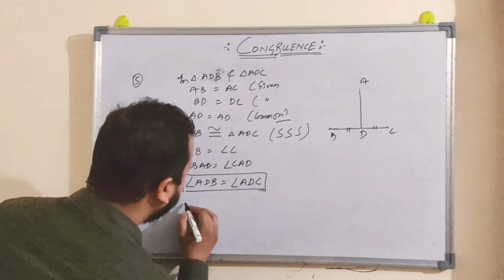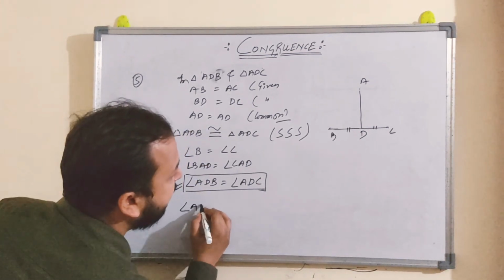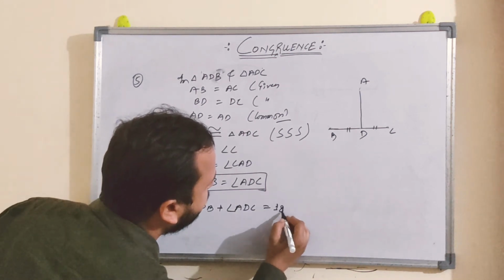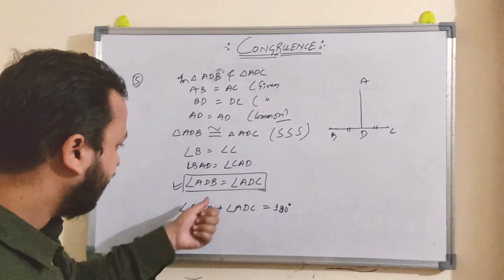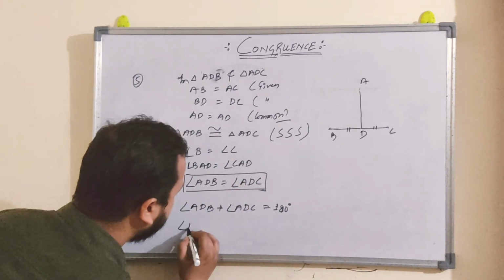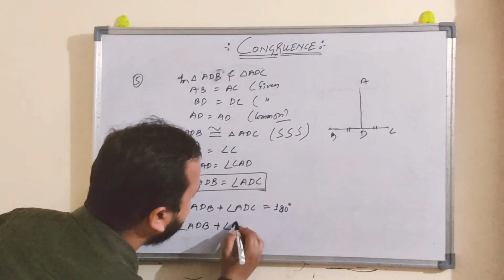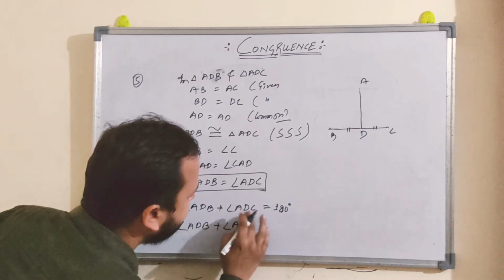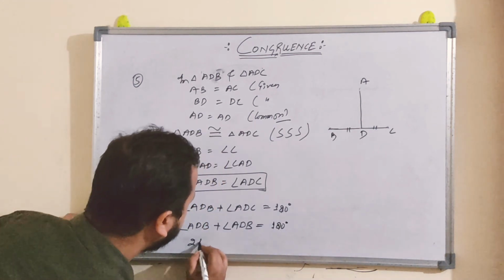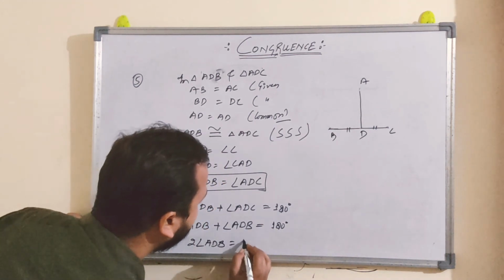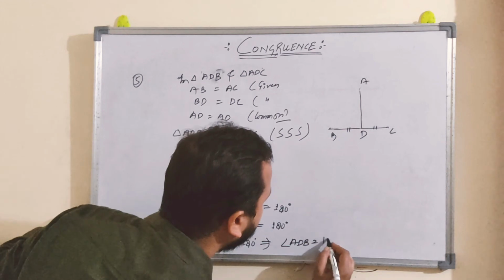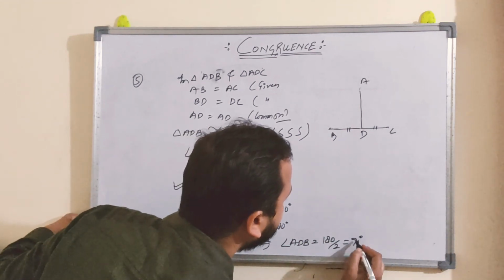So you can say that angle ADB plus angle ADC is equal to what? 180 degrees. But you have just proven that ADB and ADC both are equal. So you can take it as angle ADB plus angle ADB. On the place of ADC, you can write angle ADB is equal to 180 degrees. So twice of angle ADB is equal to what? 180 degrees. It implies that angle ADB is equal to 180 degrees divided by 2, that is 90 degrees.